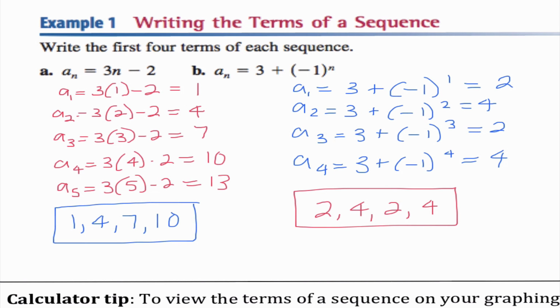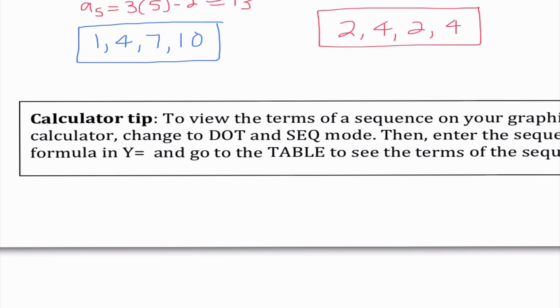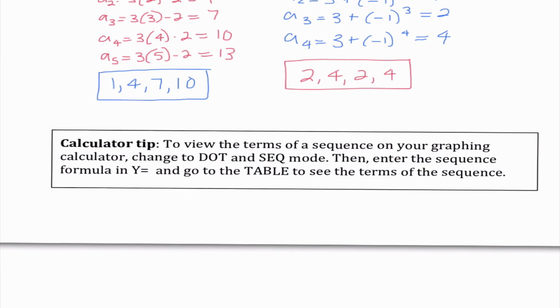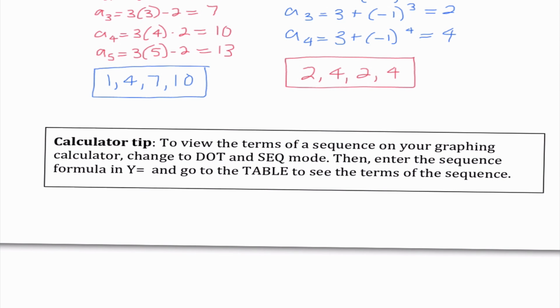A lot of your homework tonight is going to be like this. It's just understanding what a sequence looks like. In fact, there's another way that we can do this as well using our calculator. In order to view the terms of a sequence on your graphing calculator, you can change your modes to dot and sequence. Then enter the sequence formula in y equals and go to the table to see the terms of the sequence. At the very end of the video today, I'll walk us through that.